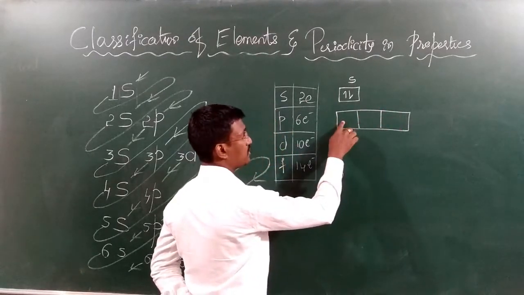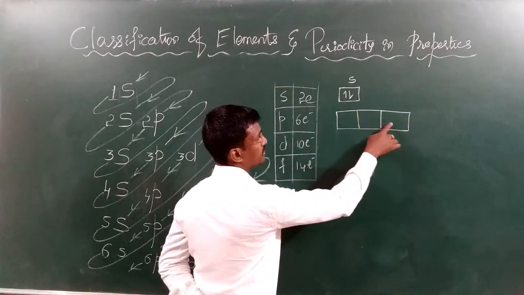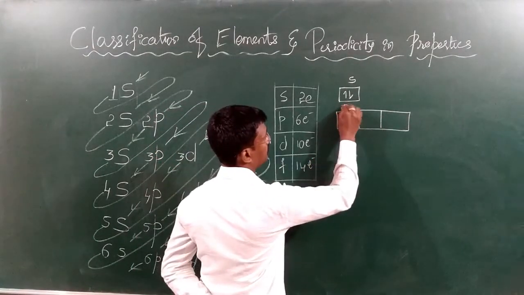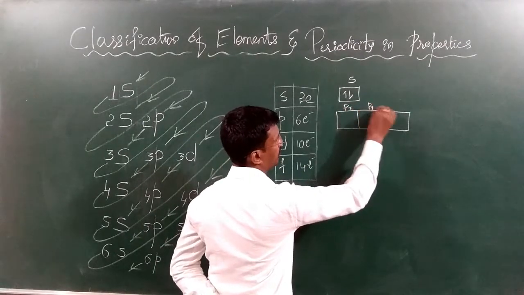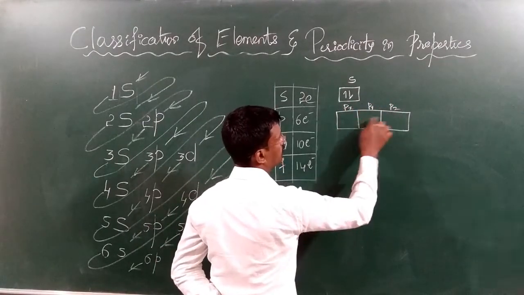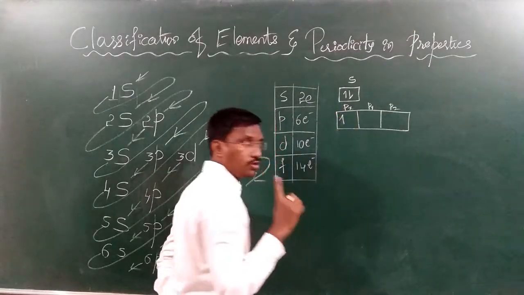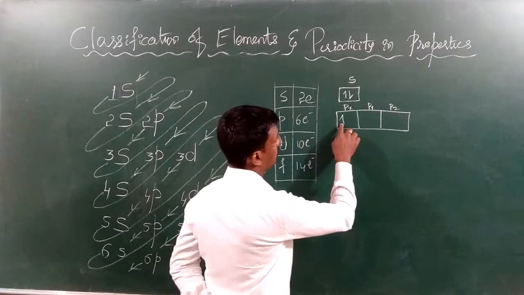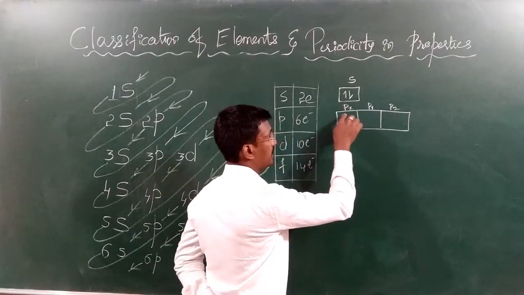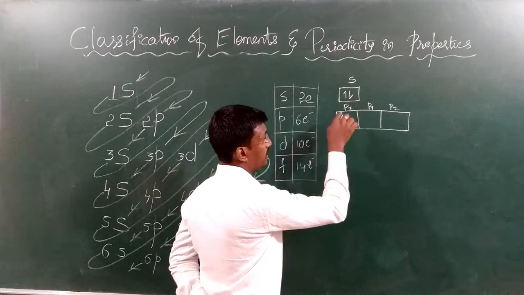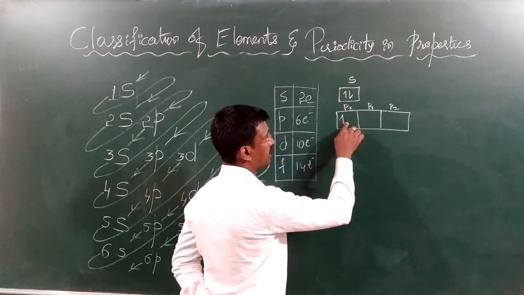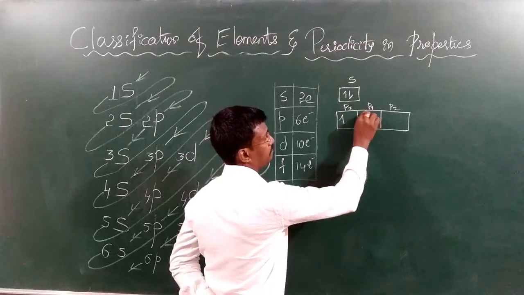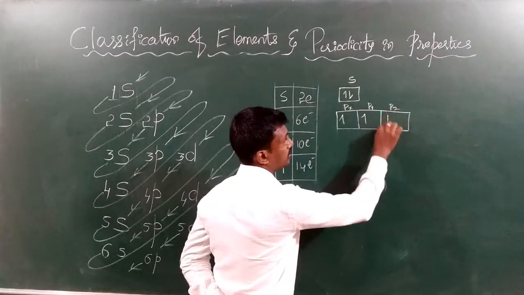So can you see here, each box has 2 electrons: 2 plus 2 plus 2, totally 6 electrons. This is called Px, this is called Py, this is called Pz. Therefore, the total number of electrons here is 6. First you should remember how electrons fill in the P block: it will not fill completely at first. Initially the electrons will fill singly, meaning the first electron enters Px, the second electron goes to Py, and the third electron goes to Pz.